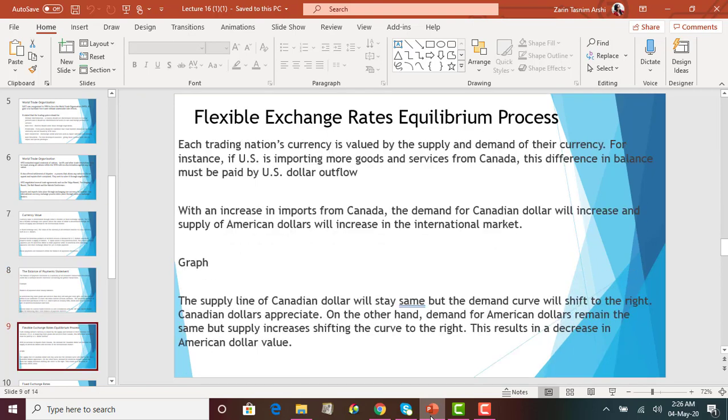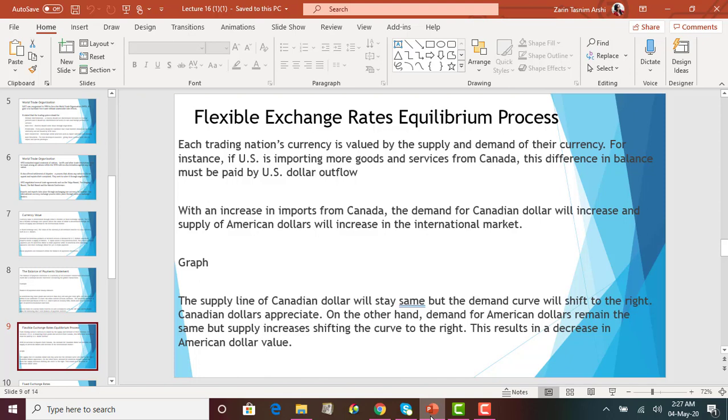Okay, then each trading nation's currency is valued by the supply and demand of their currency. We discussed this before. For instance, if the US is importing more goods and services from Canada, this difference in balance must be paid by US dollar outflow. With an increase in imports from Canada, the demand for Canadian dollars will increase, right? So we are buying more goods from Canada, which means the demand for Canadian dollars has gone up, so the value of the Canadian dollar will go up and the supply of American dollars will go up.